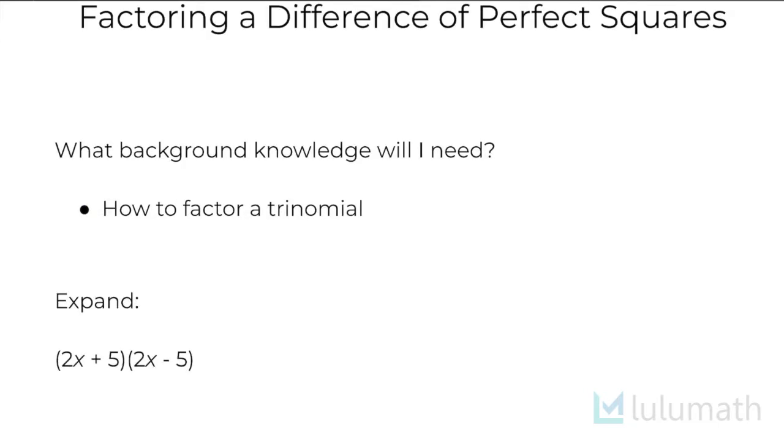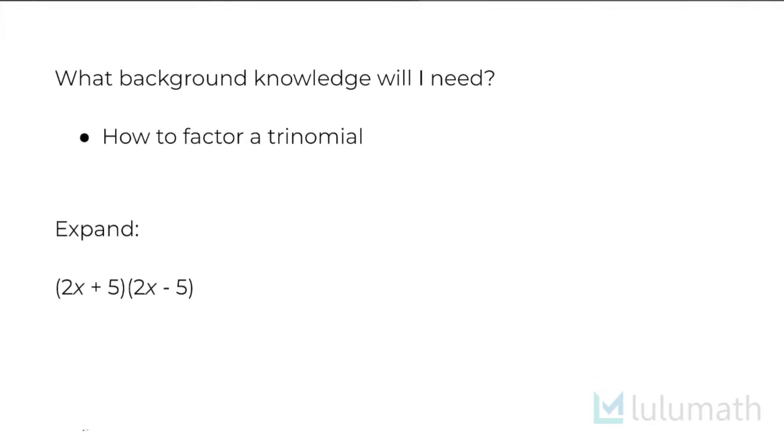So in this first example, we're asked to expand 2x plus 5 multiplied by 2x minus 5. Now don't forget that when we're factoring, we're undoing this expansion. So I want to do this expansion so we can see how the factoring is related to the actual expansion itself. So if you remember, we're going to multiply 2x by 2x and we end up getting 4x squared.